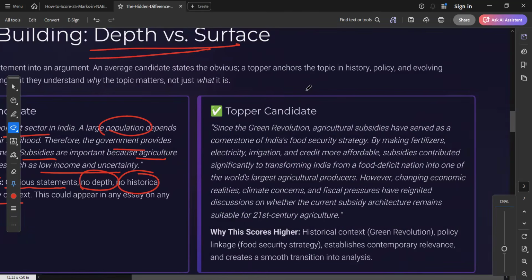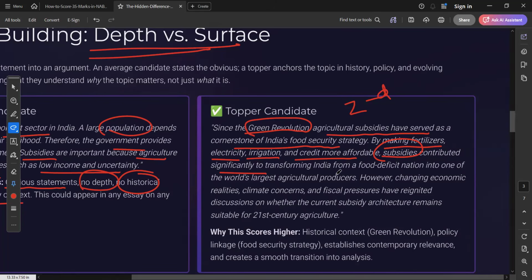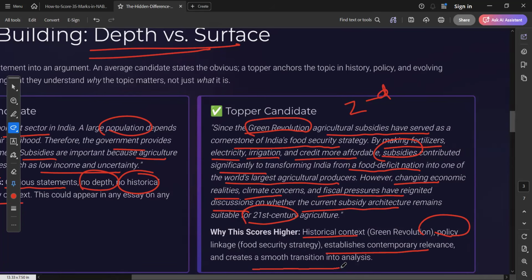How a topper would write, let's see. Since the Green Revolution, now this has created a certain historical context. This would be my second paragraph. Agricultural subsidies have served as a cornerstone of India's food security by making fertilizer, electricity, irrigation, and credit more affordable. Subsidies contributed significantly, transforming India from a food deficit nation into one of the world's largest agricultural producers. However, changing economic realities, climatic concerns, and fiscal pressures have reignited discussions on whether the current subsidy architecture remains suitable for the 21st century. Now, historical context is there. You have provided policy linkage, established contemporary relevance, and this is a smooth transition into analysis.